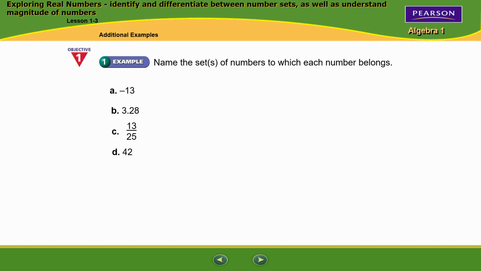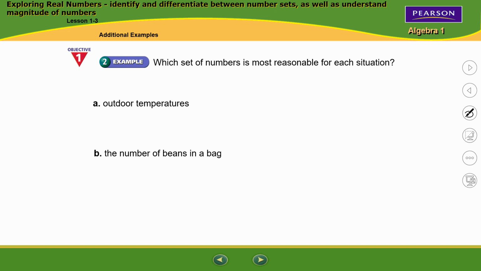And my thing's over here now, so hopefully it works. Perfect. This example is saying which set of numbers is most reasonable for each situation. So we got to think, okay, outdoor temperatures. Start asking yourself, outdoor temperatures could be what? Can they be positive? Sure. 10 degrees, 100 degrees? Absolutely. Can they be negative? Well, it's less likely, but yes, I could have negative 10 degrees, negative 20 degrees. So for sure, we could think of real numbers as a possibility for outdoors.